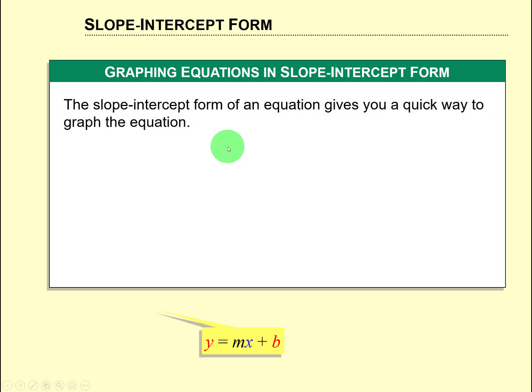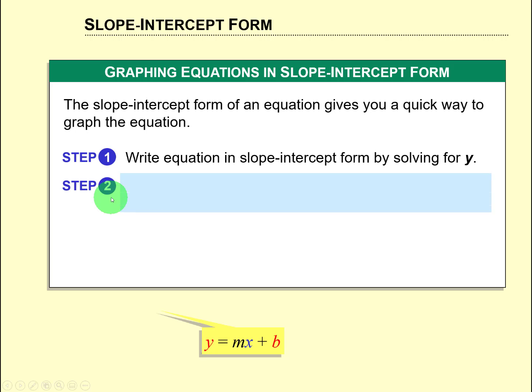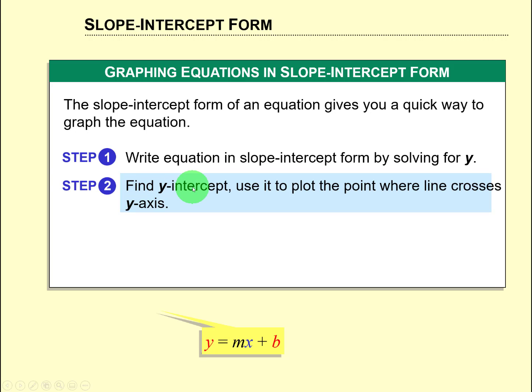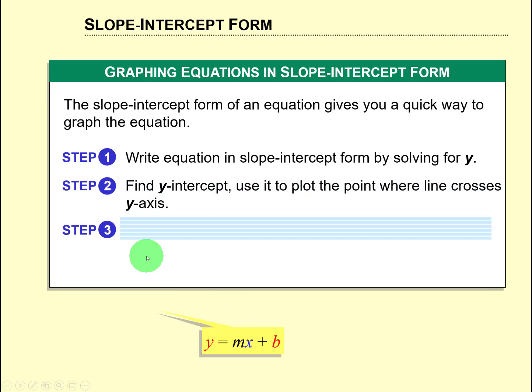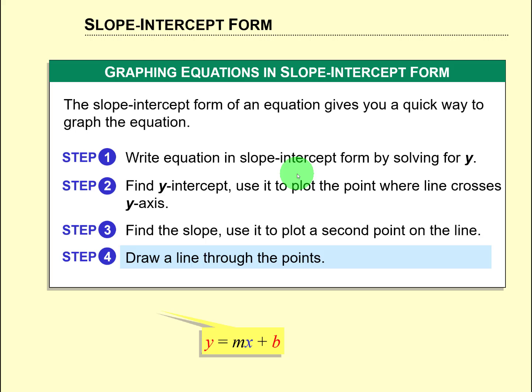So here's the 4-step method. Step number 1, write the equation in slope-intercept form by solving for y, just in case it's not solved for y. Number 2, find the y-intercept. That's the b down here, whatever that is after you've solved it for y. We're going to use that to do our graph. Step 3 is find the slope. If we already have the equation solved for y, the slope is just the number in front of the x variable. And we're going to use that number and our definition of slope to find another point on the line in particular. And then when we find that second point, we're going to draw a line through the points.